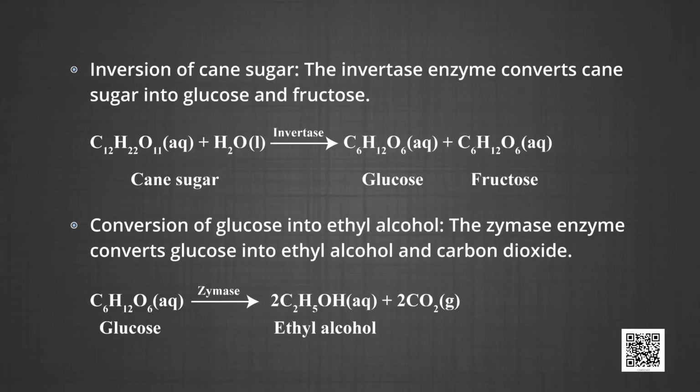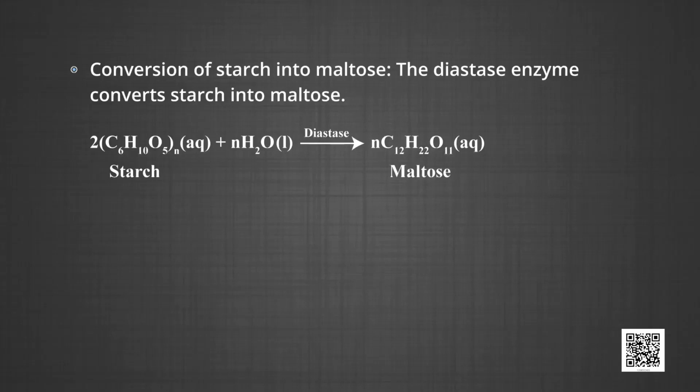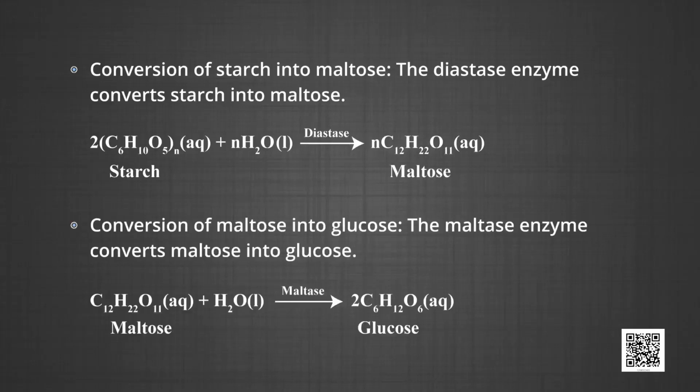Number 2, conversion of glucose into ethyl alcohol. The zymase enzyme converts glucose into ethyl alcohol and carbon dioxide. Number 3, conversion of starch into maltose. The diastase enzyme converts starch into maltose. Number 4, conversion of maltose into glucose. The maltase enzyme converts maltose into glucose.